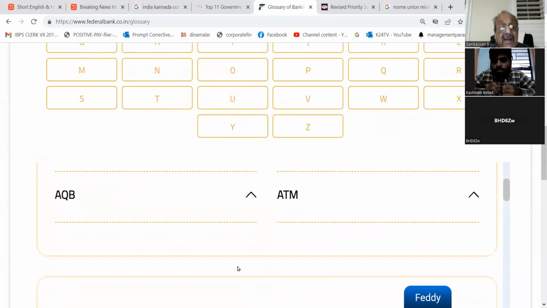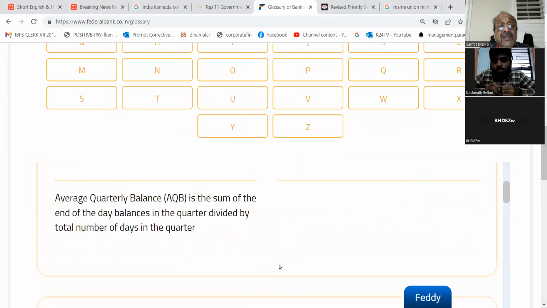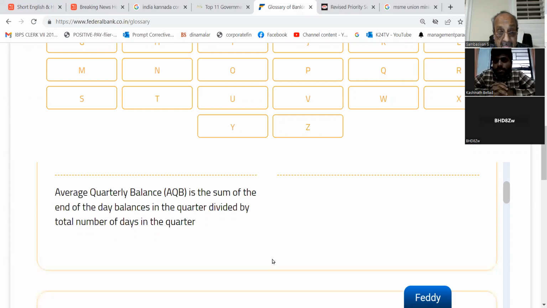What is this? AQB? Please read. Average quarterly balance is a sum of the end of the day balances in the quarter divided by the total number of days in the quarter.